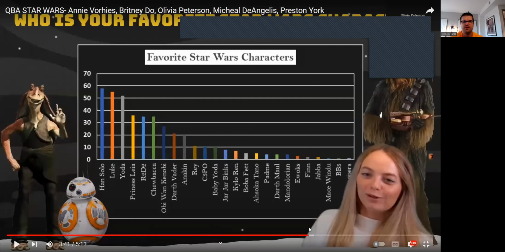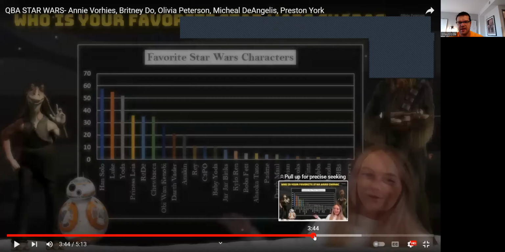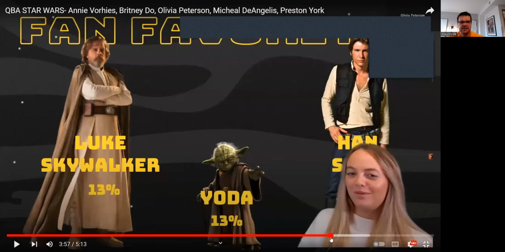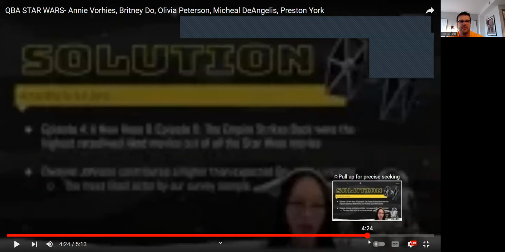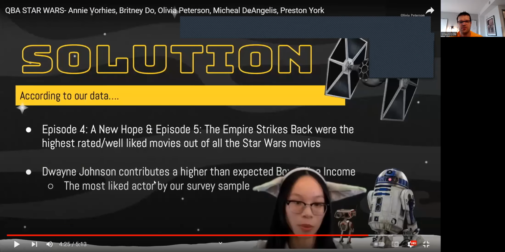Graphs are really phenomenal for demonstrating this. Now, this comes from what they did. They sent out a survey to everyone in the class, and they said, hey, who's your favorite Star Wars character? So who's your favorite Star Wars character? And yeah, then they got some data on that, and then they were like, hey, Luke Skywalker, Yoda, and so on and so forth. And then they said, according to our solution, this is what you should do.